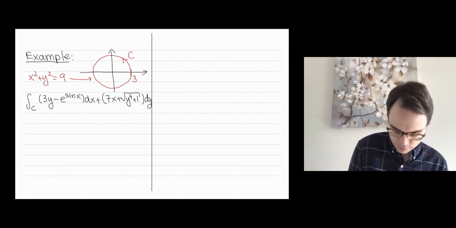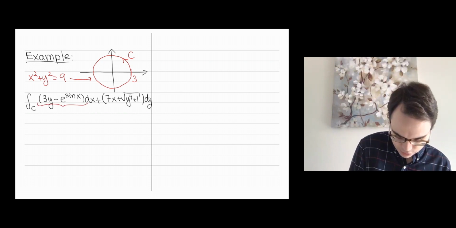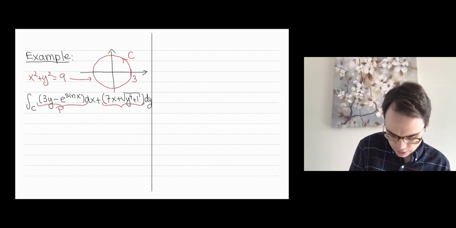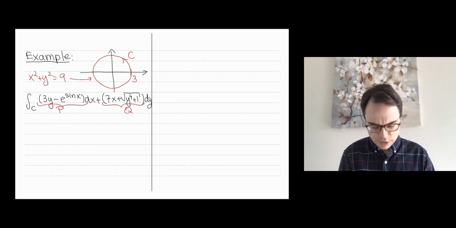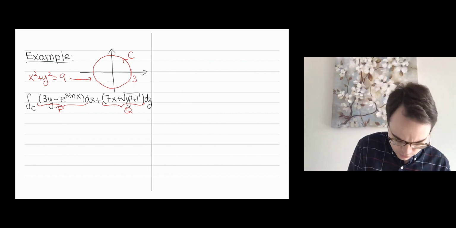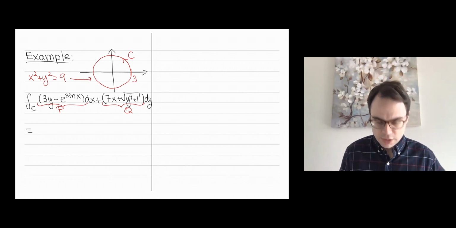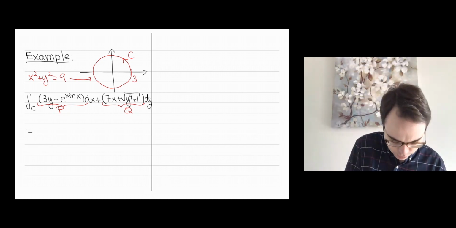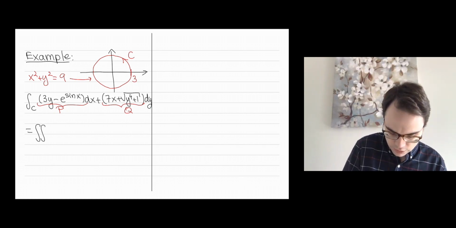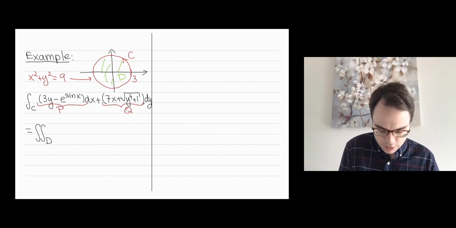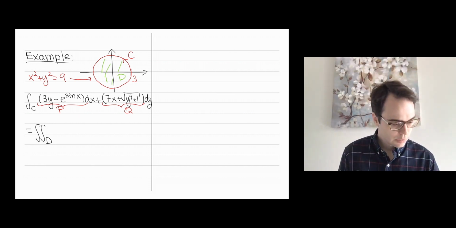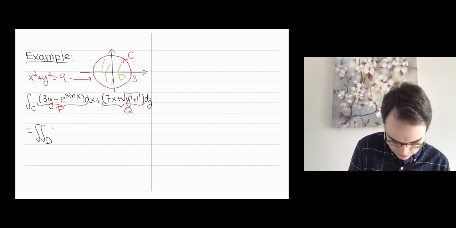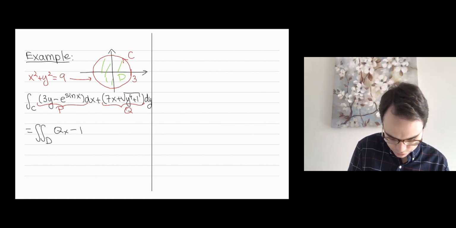That's going to make our lives easier. So as usual, I'm going to call the first component P and the second component Q. Let's compute this integral using Green's theorem. Green's theorem tells me that instead of computing this integral directly, we can compute it as the double integral over the disk contained inside C, the disk with boundary C, of the x partial of Q minus the y partial of P.